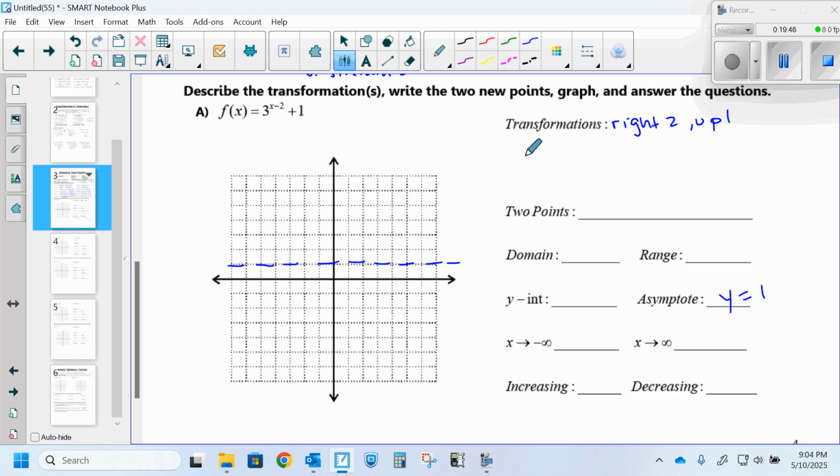Okay, so what are our 2 new points? So I'm going to start with (0, 1), (1, b). Our base is 3. Okay, right 2 is affecting the x values, the up 1 is affecting the y values. So right 2 is a plus, and up 1 is also. So our 2 points are going to be (2, 2) and (3, 4). Pretty important, put the arrows on the ends of your graph, please.